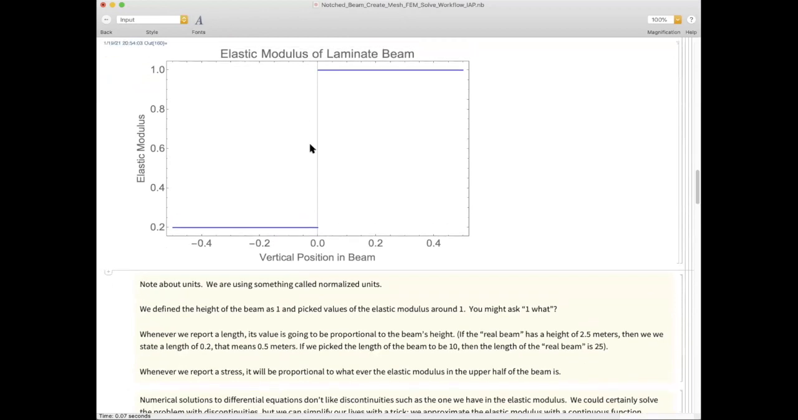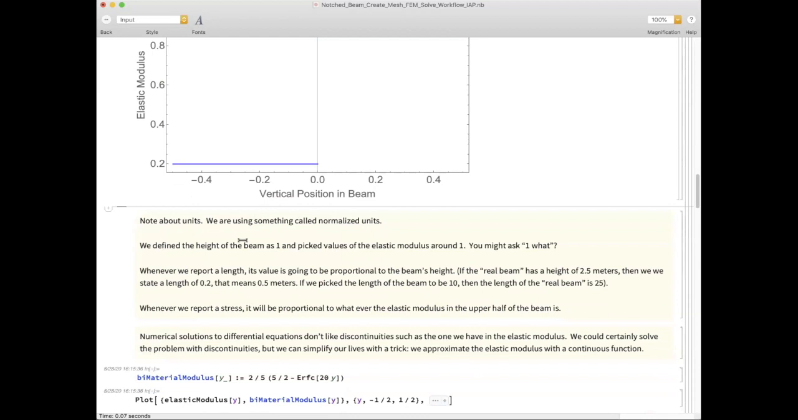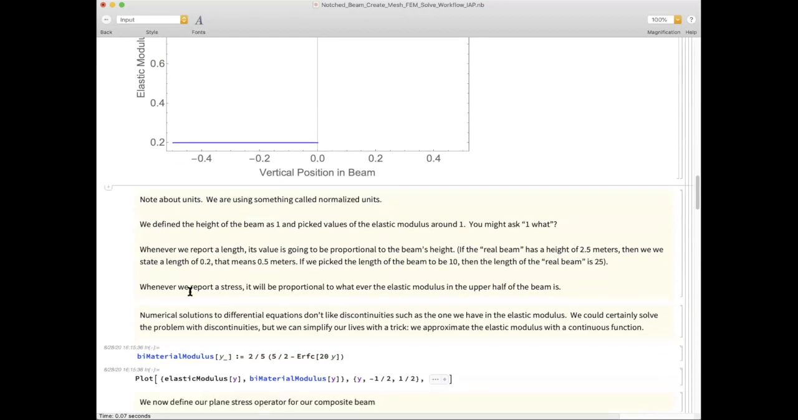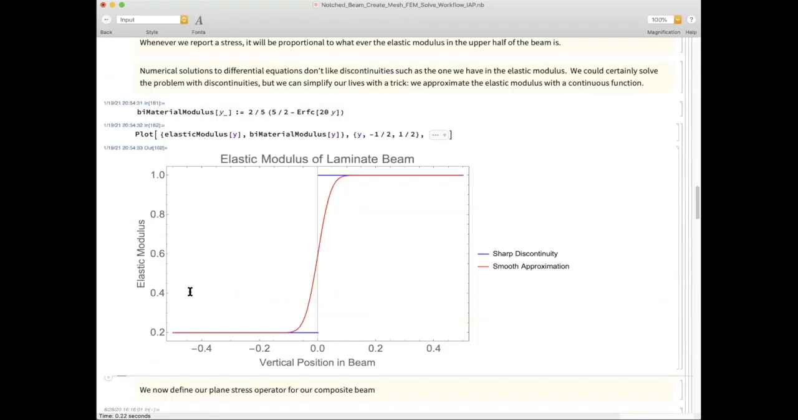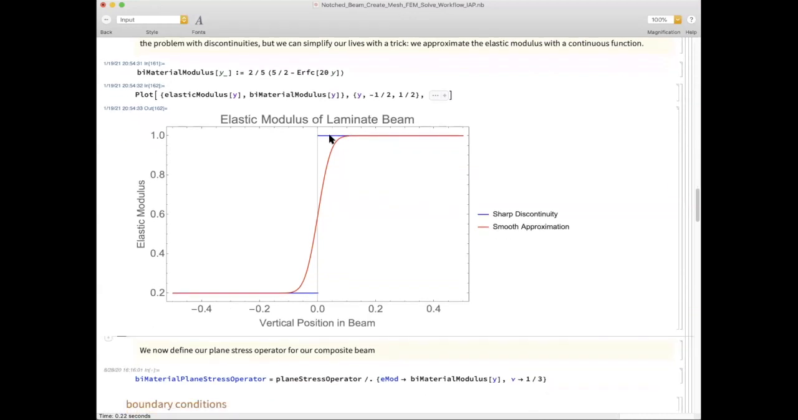Finite elements don't really like these kinds of discontinuities, so it's often a good idea to replace that step function with something that's pretty close to a step function. So I'm going to make a very shallow gradient associated with this sharp discontinuity. And I could clearly make it tighter if I wanted to. Okay, so that's what the elastic modulus of my beam looks like.